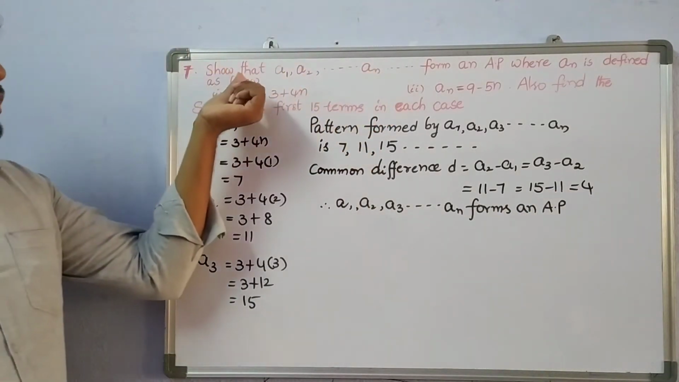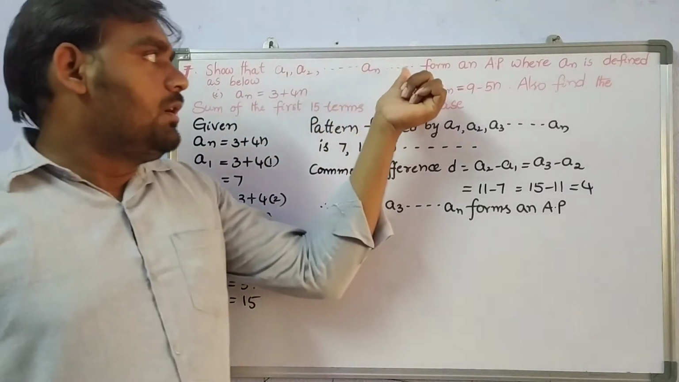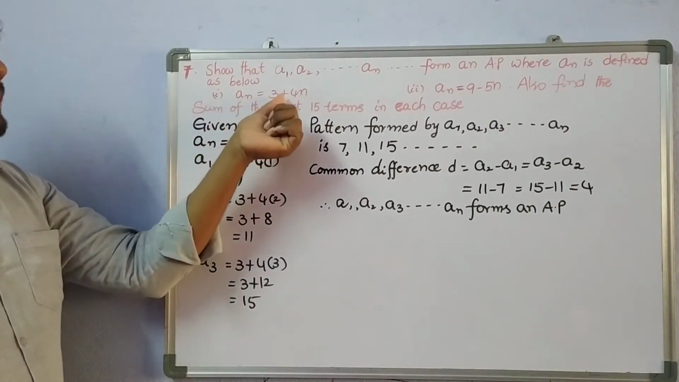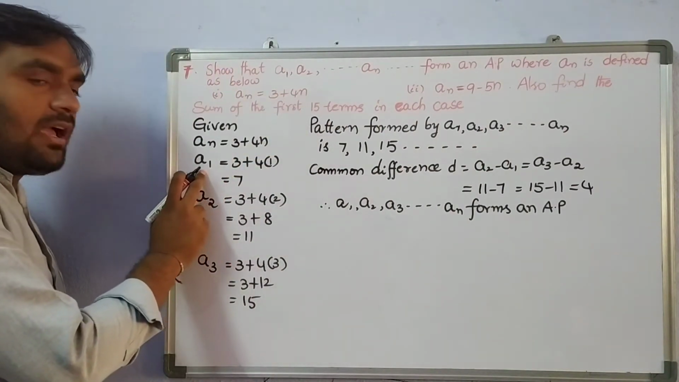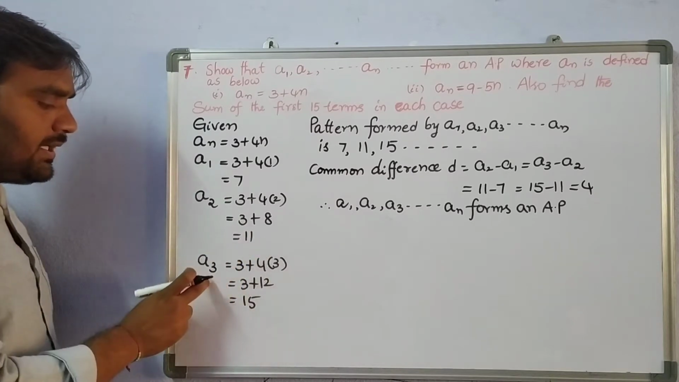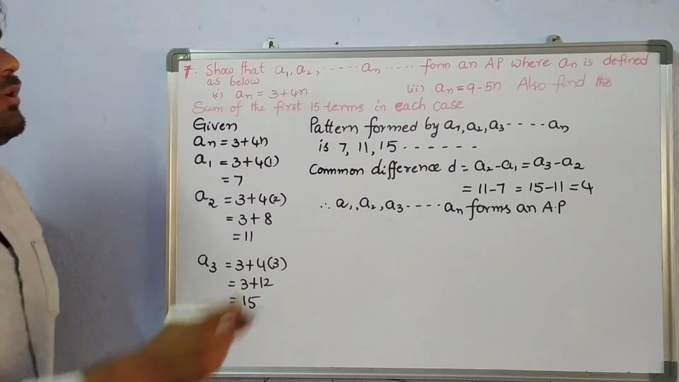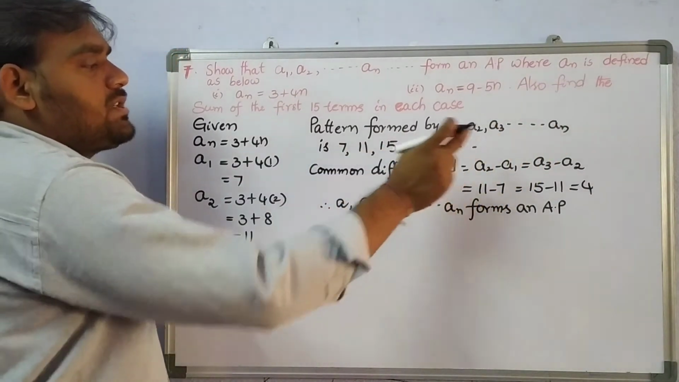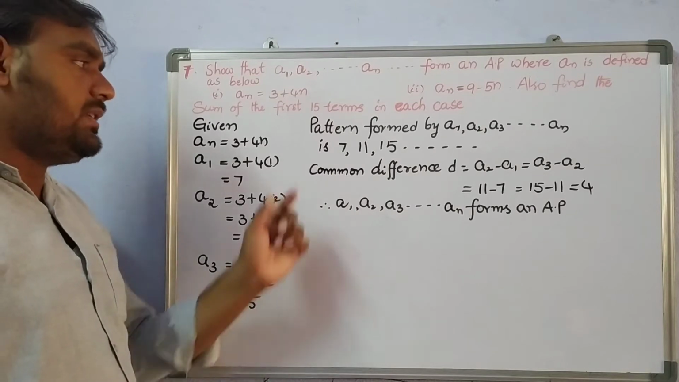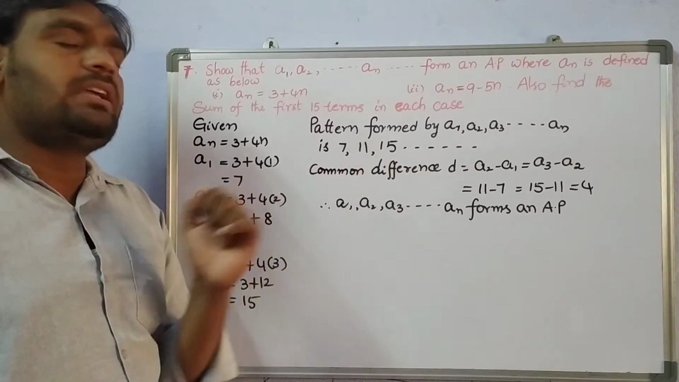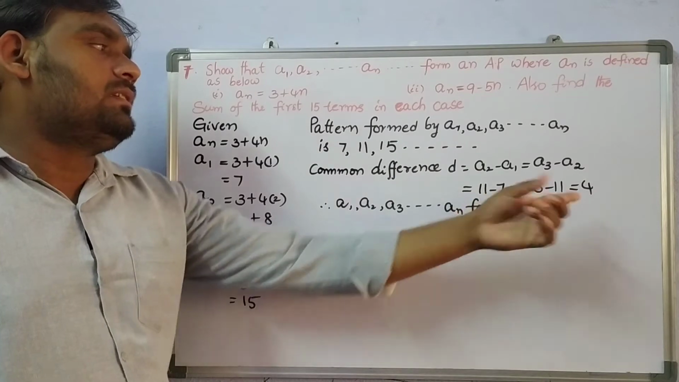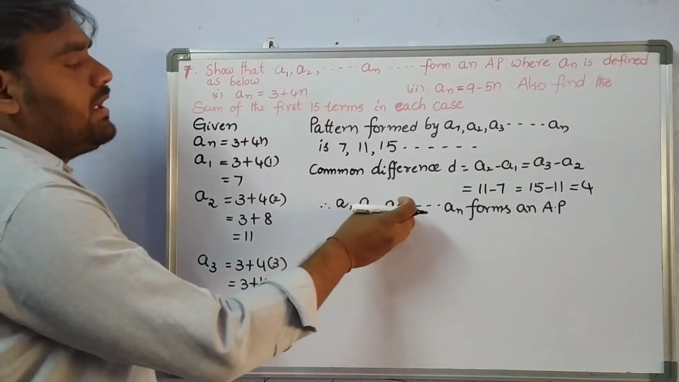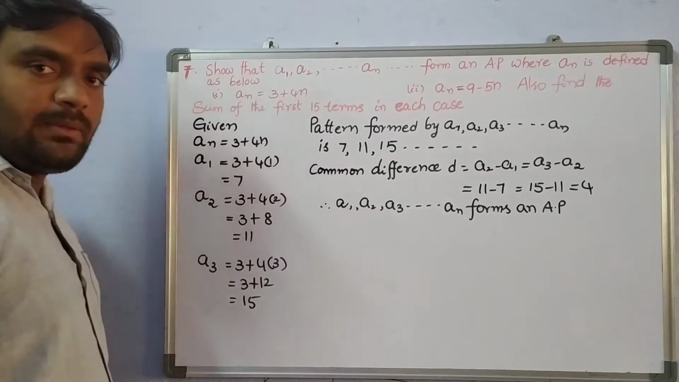See here, show that A1, A2 and so on An form an arithmetic progression where An is defined as An is equal to 3 plus 4n. So here I found the A1 value, that is 7, A2 value, that is 11, A3 value, that is 15. So the pattern formed by A1, A2, A3 and so on An is 7, 11, 15 and so on. See, the common difference we are going to find, that is A2 minus A1 is equal to A3 minus A2. 11 minus 7 is 4, 15 minus 11 is 4. Same we are getting. Therefore, A1, A2, A3 and so on An forms an arithmetic progression.